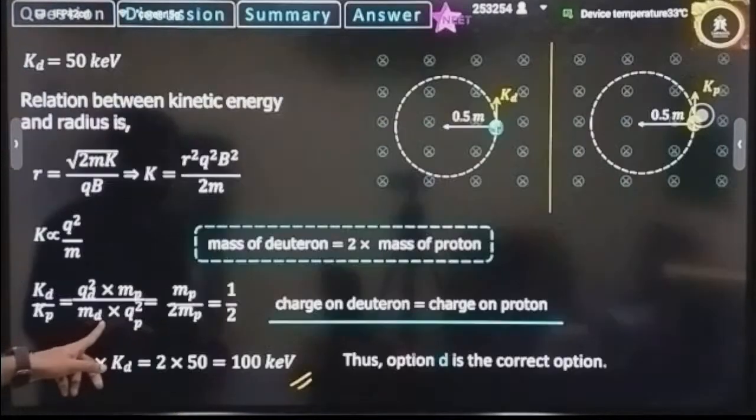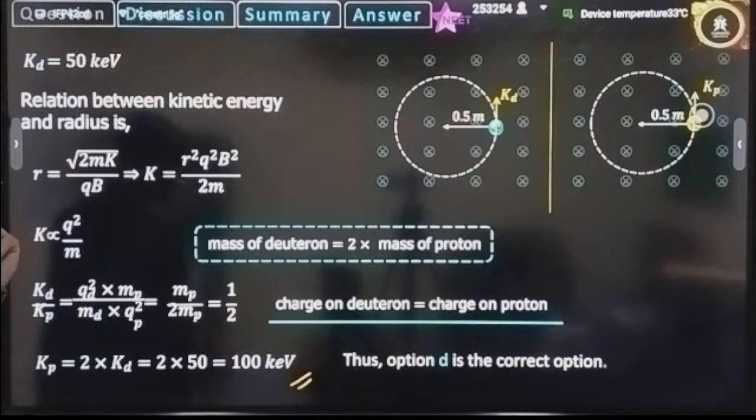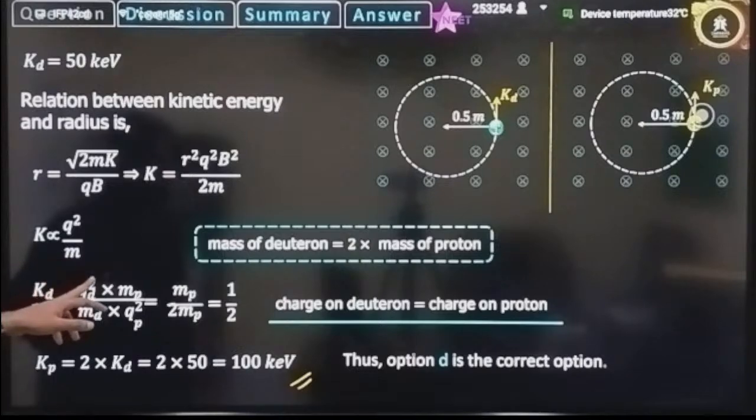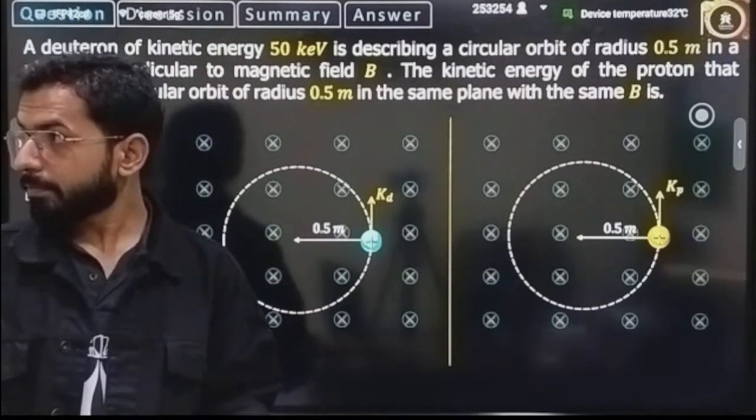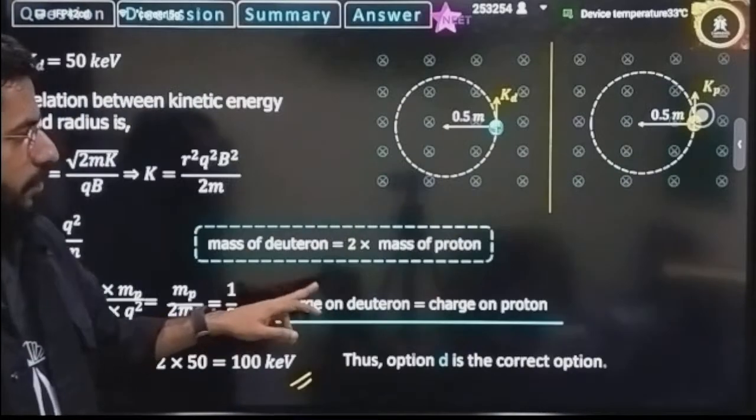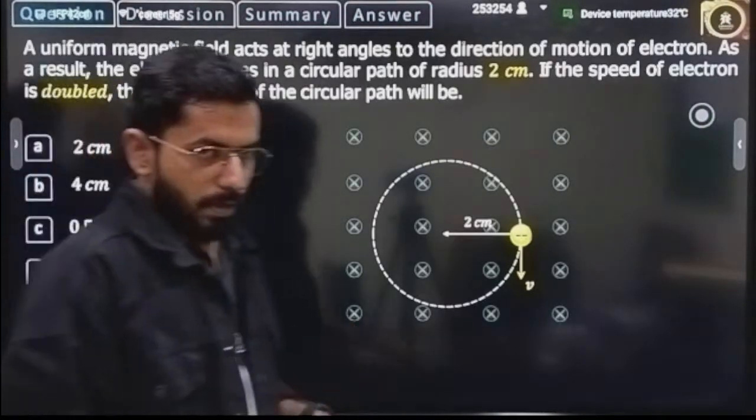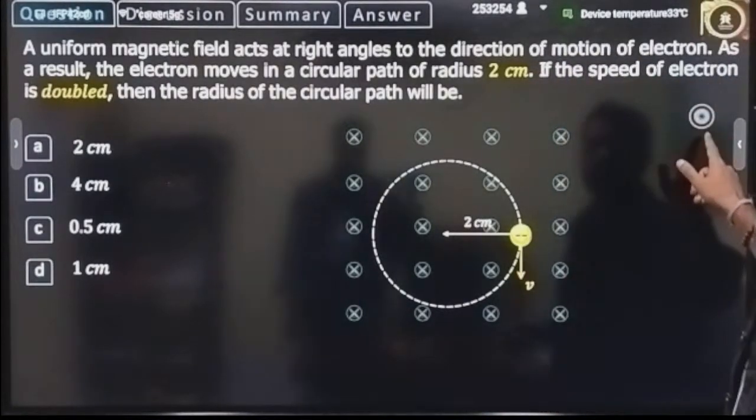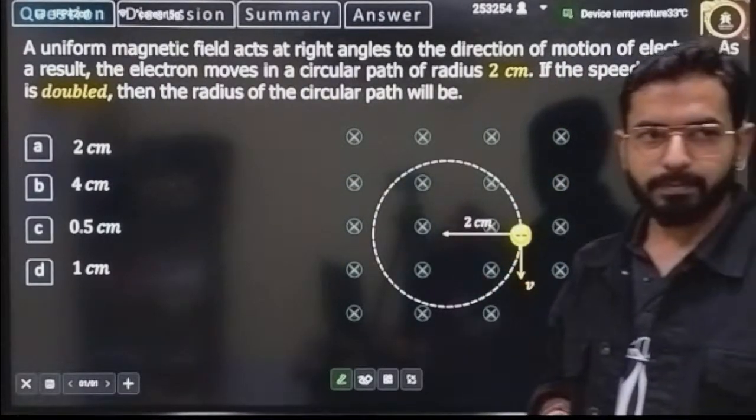Once again, did we make a calculation mistake? Correct. So this was clear to you. Now come to the next question and try to solve it. What is the question saying?